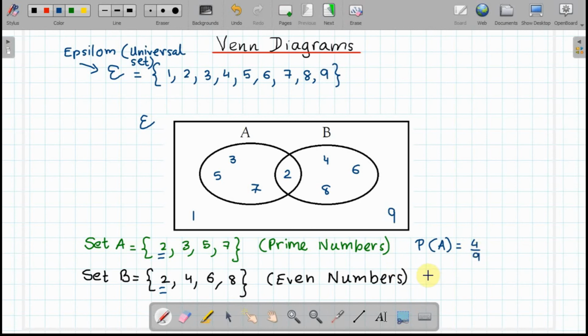And if someone asks me the same thing for set B, the probability of B, again we get 4 out of 9 because there are only 4 numbers in set B: 2, 4, 6, and 8.